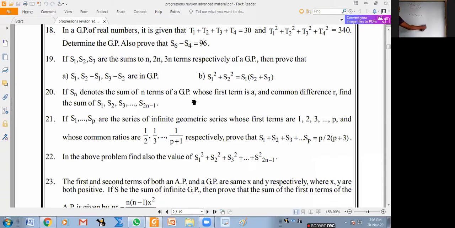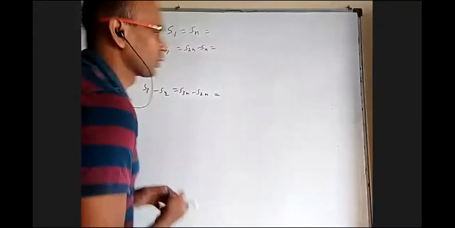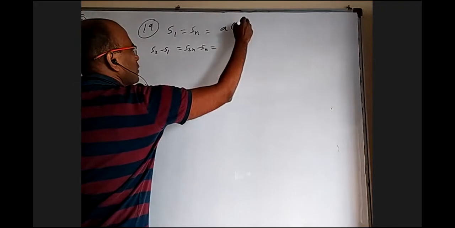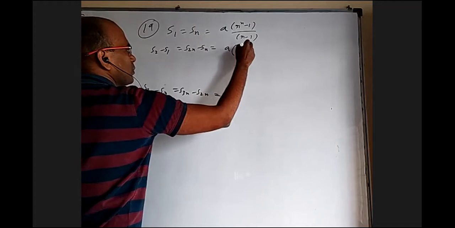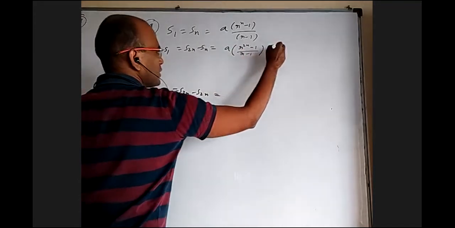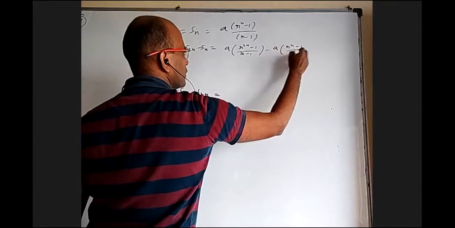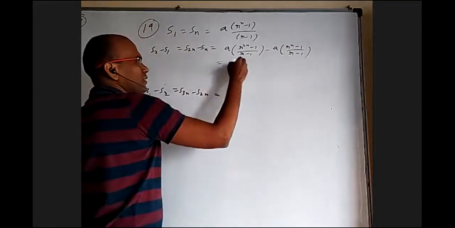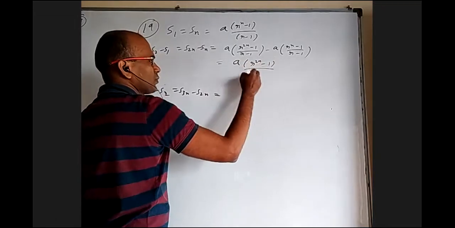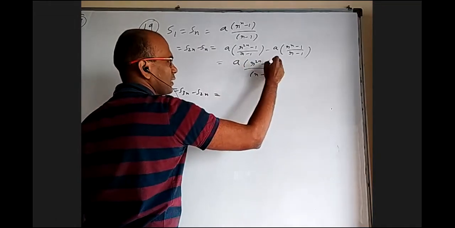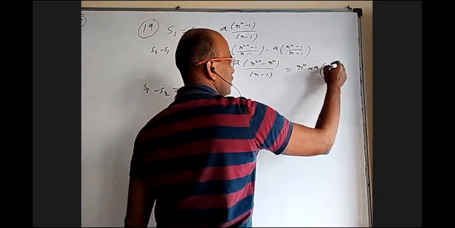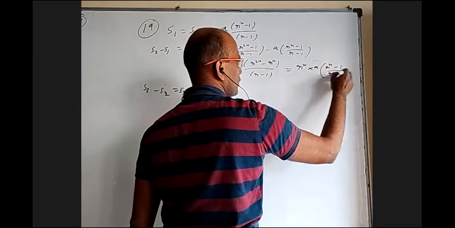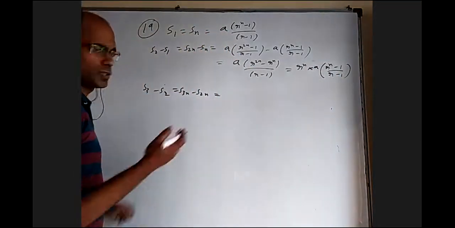I just want to check what will happen if I use the sum of terms formula. This is a into (r power n minus 1) by (r minus 1). This is a into (r power 2n minus 1) by (r minus 1) minus a into (r power n minus 1) by (r minus 1). If I simplify, it is a into (r power 2n minus r power n) by (r minus 1). I can take r power n common and write a into (r power n minus 1) by (r minus 1).